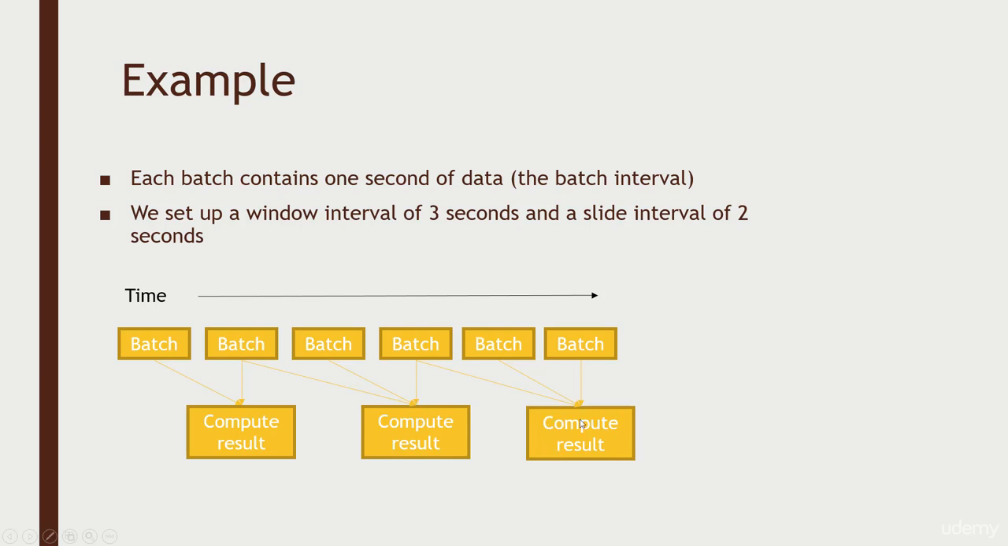And so in this example at the end, my slide interval was hit. I compute a result that says go back to the previous 3 seconds worth of information, and it would compute some result over those 3 RDDs. Same with this one here. We'll go back to those 3.